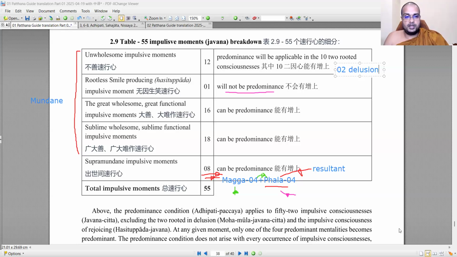Right. So I mentioned that in many of these consciousness, especially those associated with sensual pleasures in the sensuous world, the kama achara chittas, the predominance condition will not always be applicable. It will be there sometimes, depending on the conditions. But in the case of the sublime and the supramundane consciousness, it's always there, right? So that we know already.